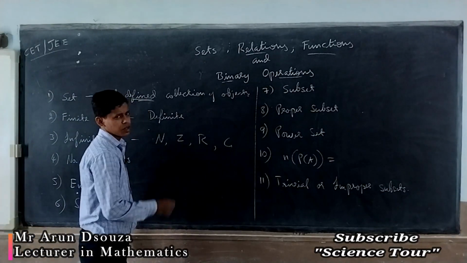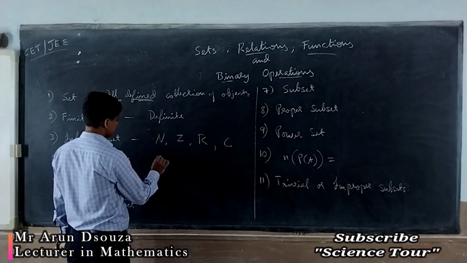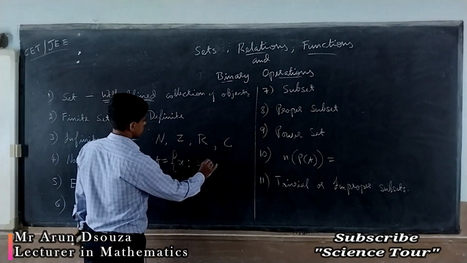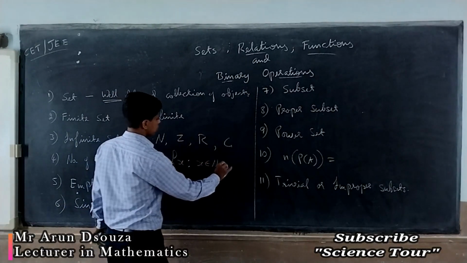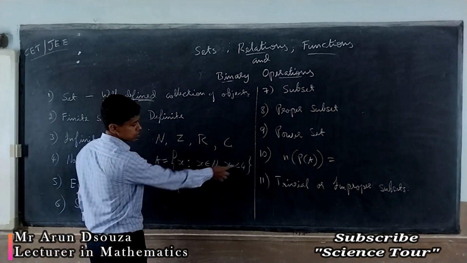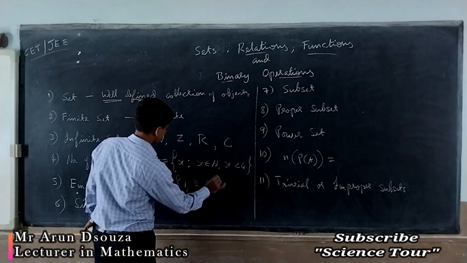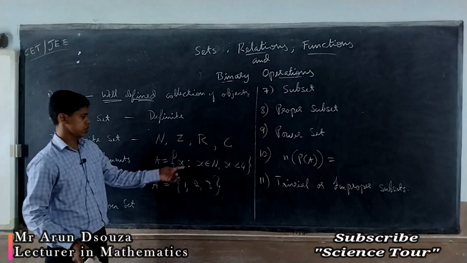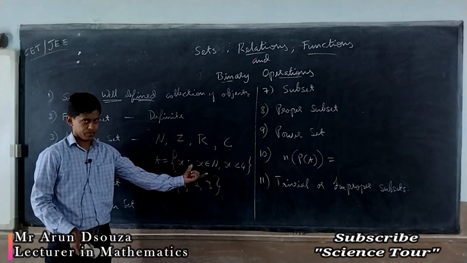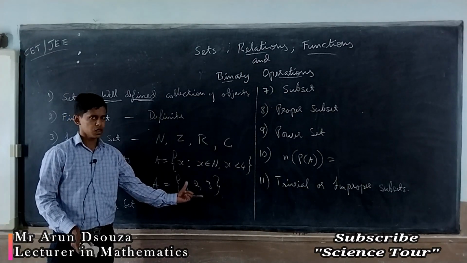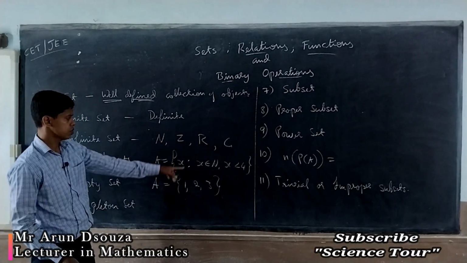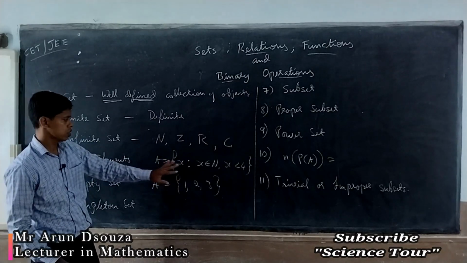You know that roster method means you list all the elements. Rule method is you write a rule. X is a natural number and x is less than 4. Then what are the elements you must write? Natural numbers starting with 1. So both are the same sets. This is a rule method, this is a roster method. Set builder method builds the set. This is already built. This is a roster method. If you list all the elements, roster. If you give a rule, then it is a rule method. This one, set builder method.